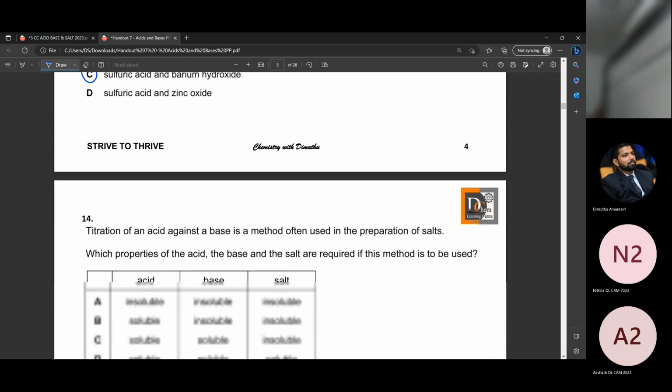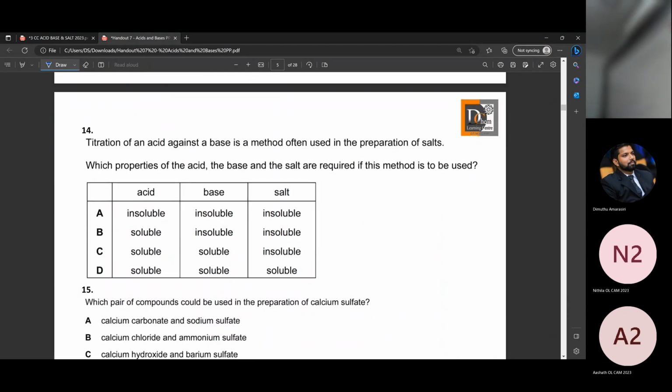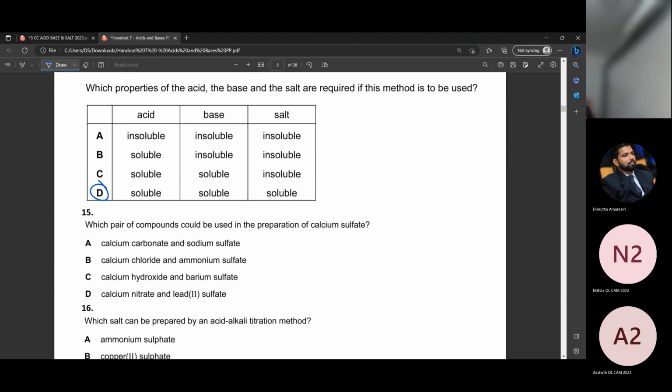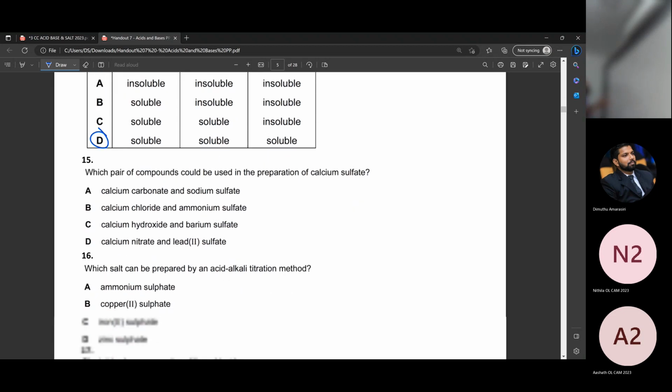Right. 14. Titration of an acid against base is a method often used for preparation of salts. You learn it. Titration is used when the acid is soluble, the base is soluble, and also the salt is soluble. Right? So what's the choice? D. When we are building the confidence, here come the confidence killers.